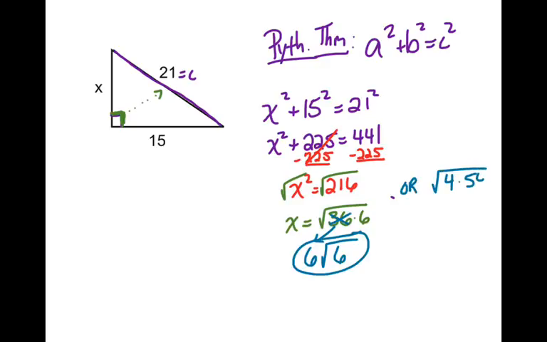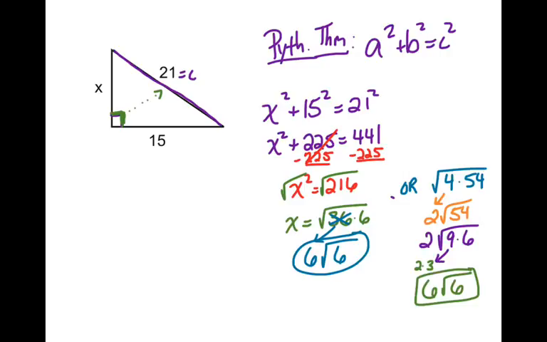Now, if you didn't see that 36 went into it, let's just say you saw 4. So you could write it as 4 times 54. And then the square root of 4 is 2, and you're left with 54 under the radical. And then you change 54 to 9 times 6. And then the square root of 9 is 3. So 3 times 2 gives me a 6 on the outside, and you're still left with a 6 under the radical.